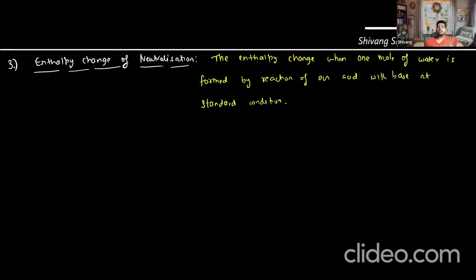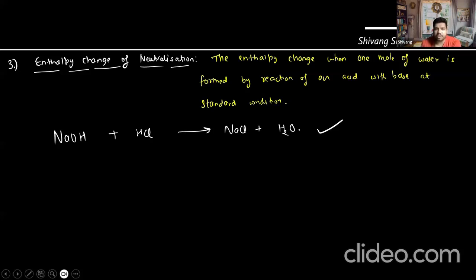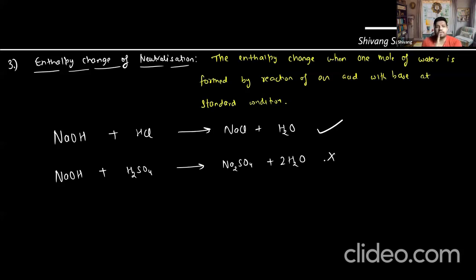So whenever you make an acid react with a base, you have to always form 1 mole of water. For example, if you make NaOH react with HCl, it will form NaCl plus water. Balanced equation. So this will be the enthalpy change of neutralization for this reaction. But if you have NaOH plus H2SO4, it will form Na2SO4 plus water, and when you balance it will give you 2 water. So this equation is not applicable.